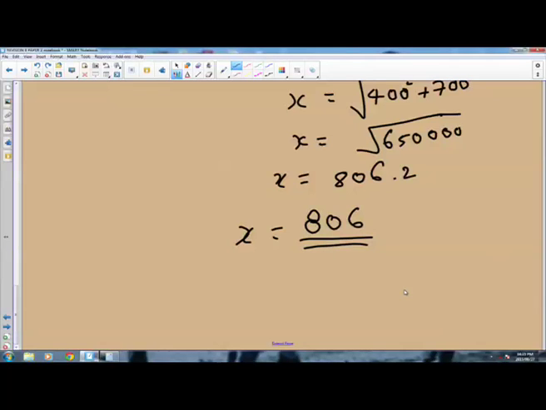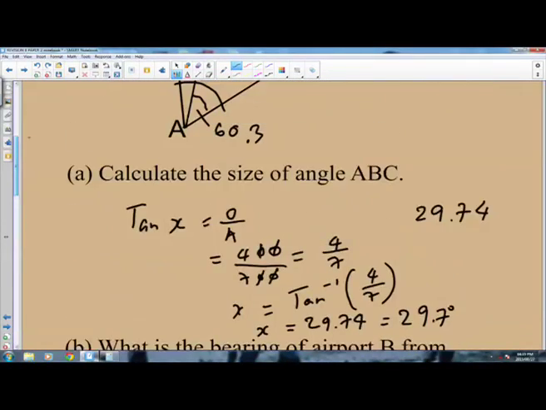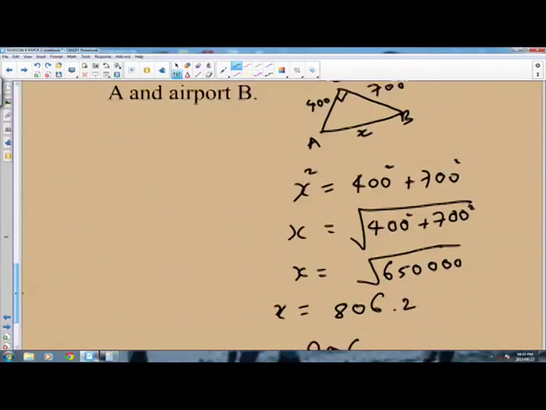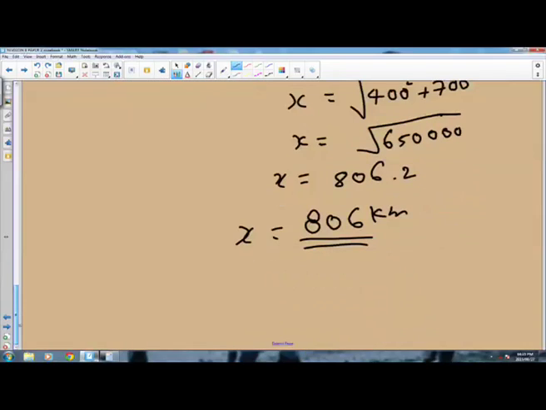And remember, this was given in kilometers. So this will simply mean the distance between A and B is 806 kilometers. So all that we can write is the length AB is equal to 806 kilometers. This is the distance between airport A and B.